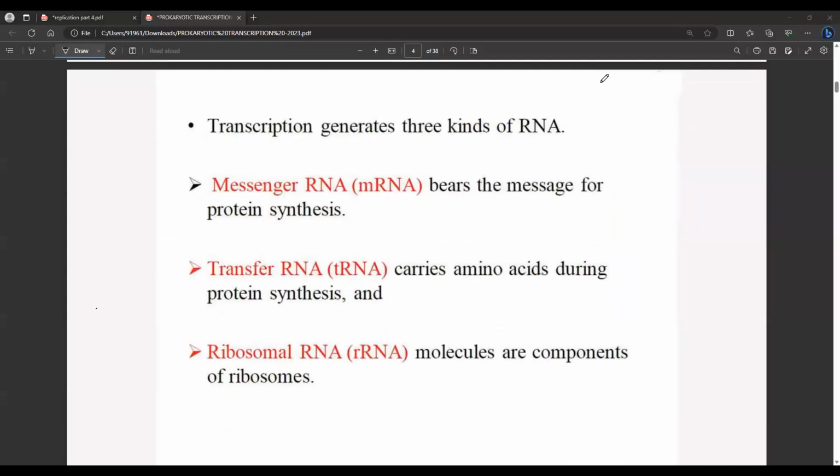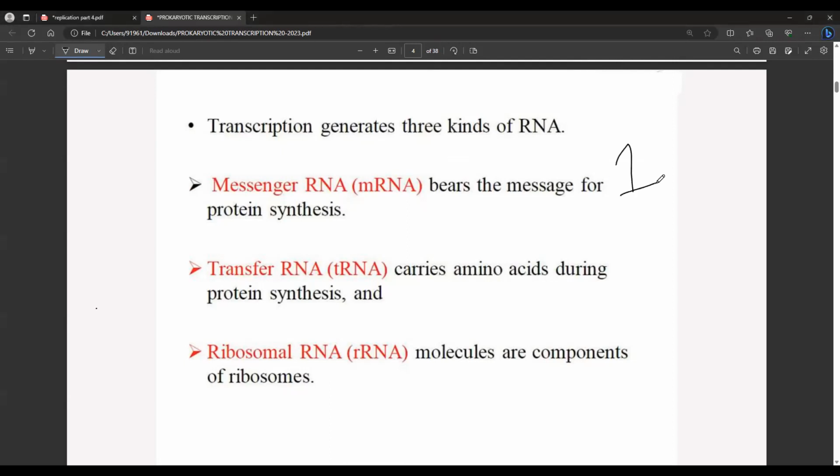Varaprasad, Murali, everyone. In case of a prokaryotic organism, how many number of RNA... Listen to my question. All the students have to listen to me. You people are not listening to my question. My question is, what is the total number of RNA polymerases present in the prokaryotes?